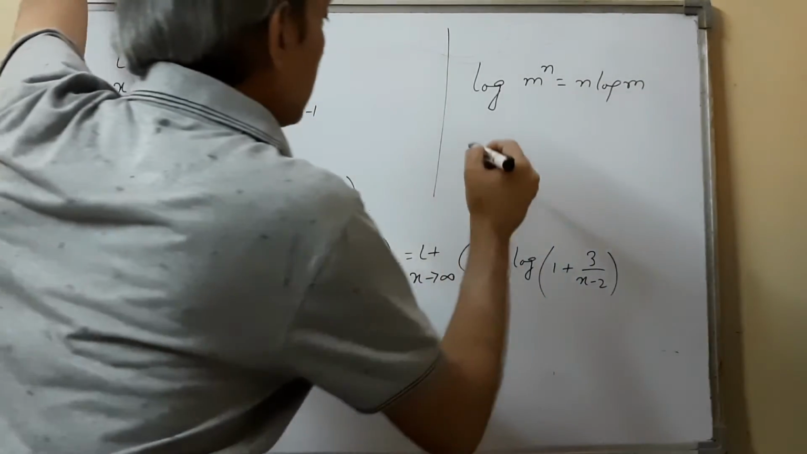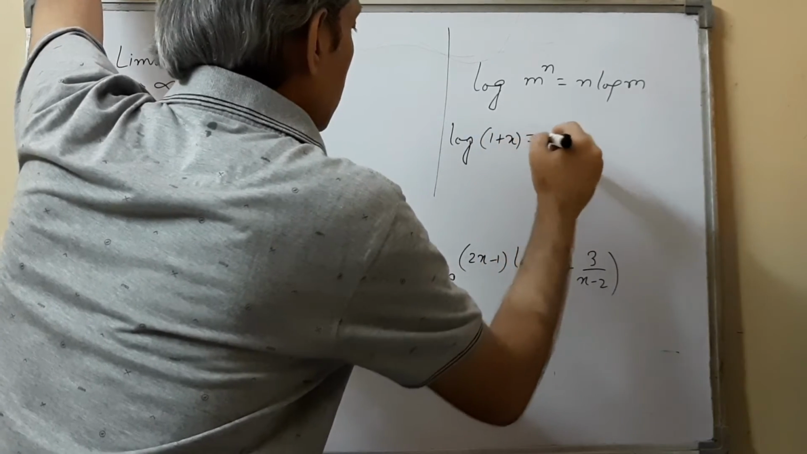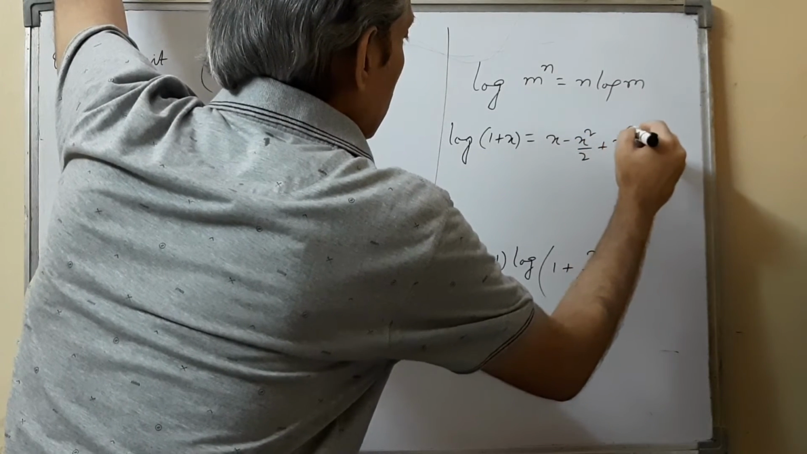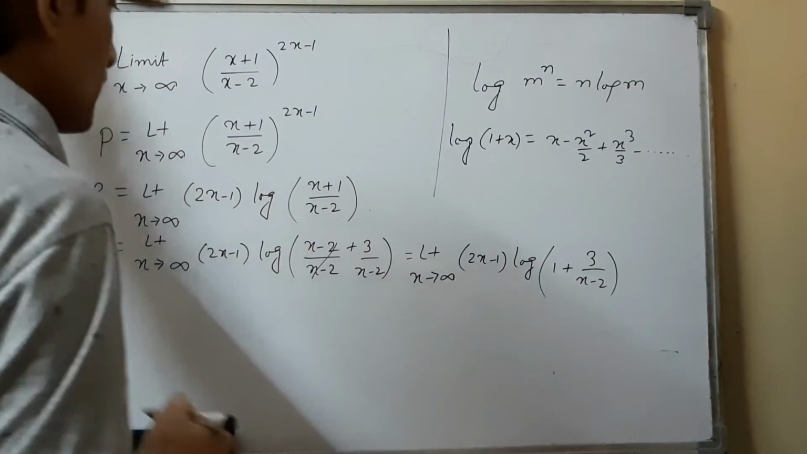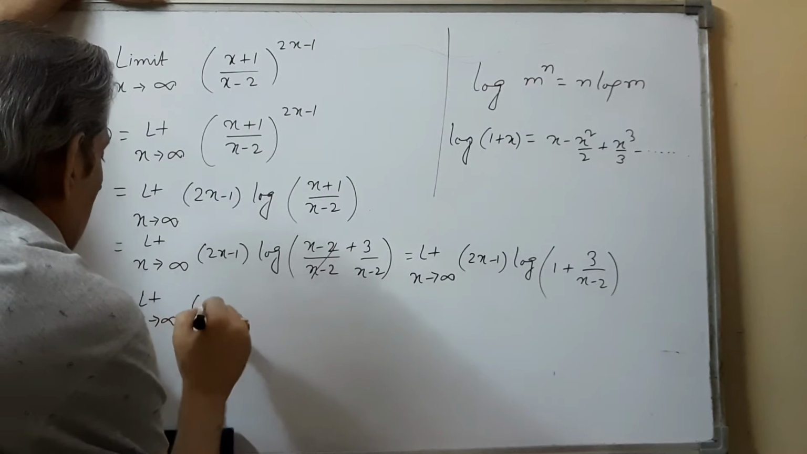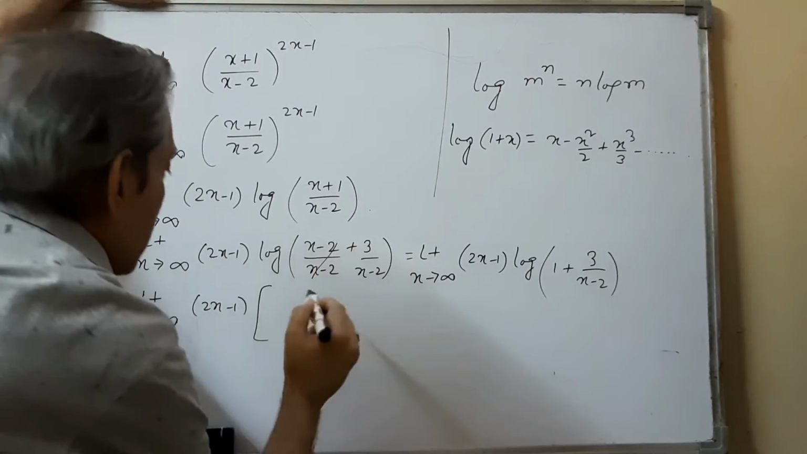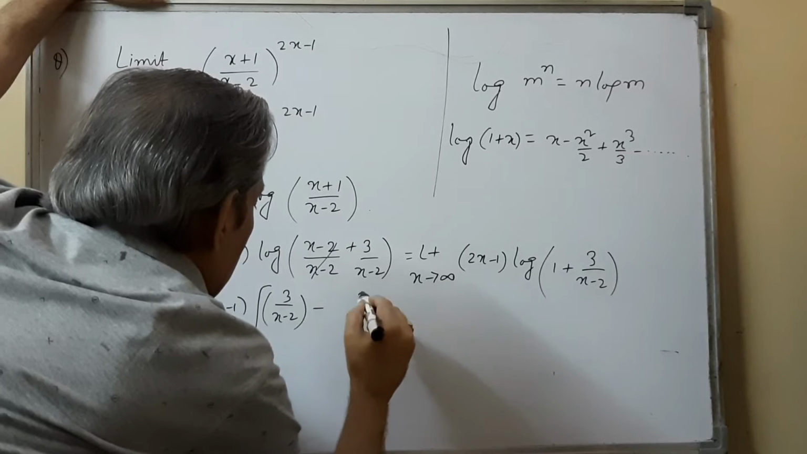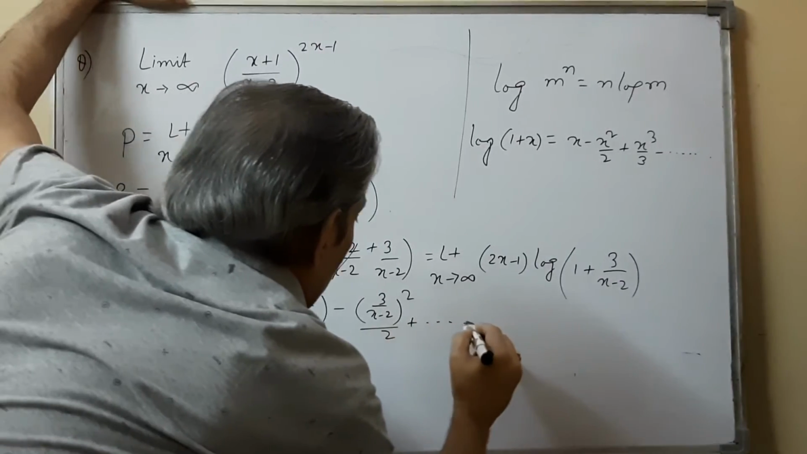Now use the expansion of log 1 plus x. What is it? x minus x square by 2 plus x cube by 3. So it will keep on. Now expand this. Limit x approaching to infinity, x minus 1, this thing is 1 plus x, this is x, so 3 upon x minus 2 minus x square upon 2 plus so on.